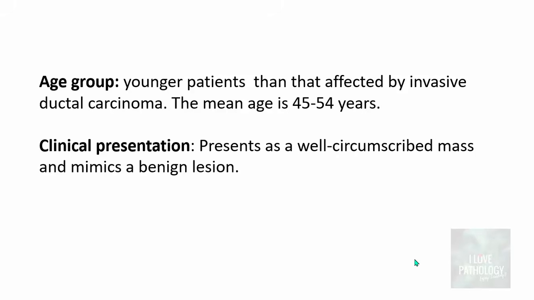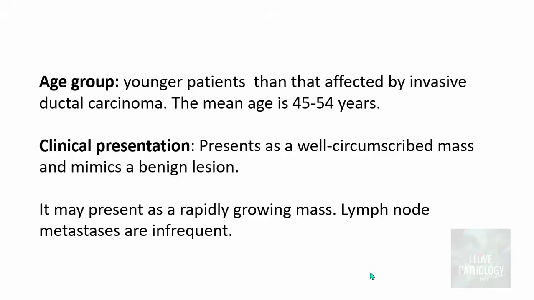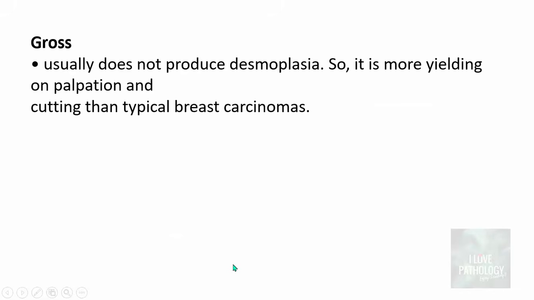They present as a well circumscribed mass that mimics a benign lesion. So whenever you come across a case of a well circumscribed, mobile looking mass in a middle-aged female, think about medullary carcinoma. It could be malignancy and not fibroadenoma, which is actually a common benign lesion. Sometimes it may present as a rapidly growing mass. Lymph node metastases are very infrequent in these tumors.